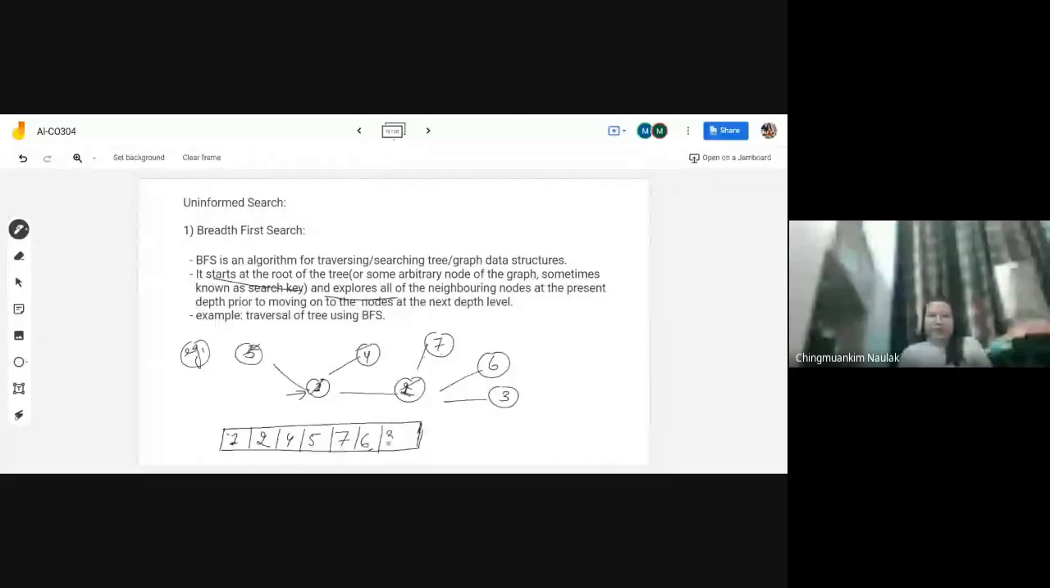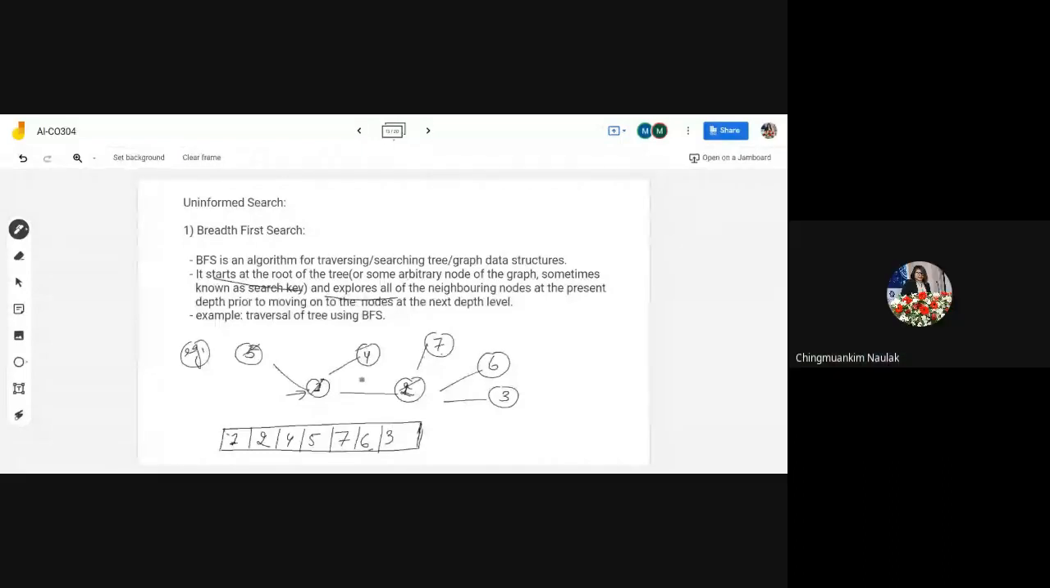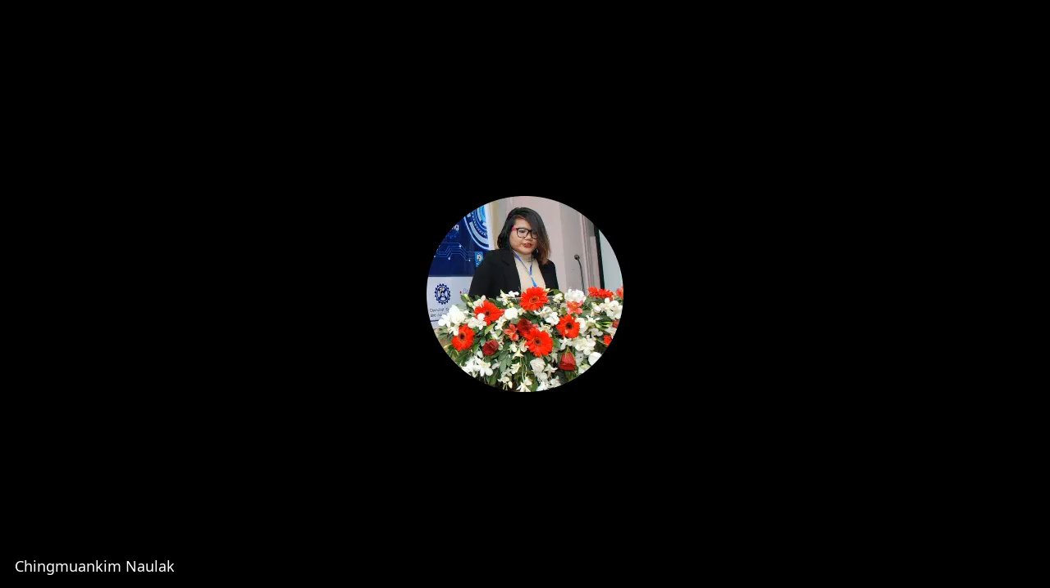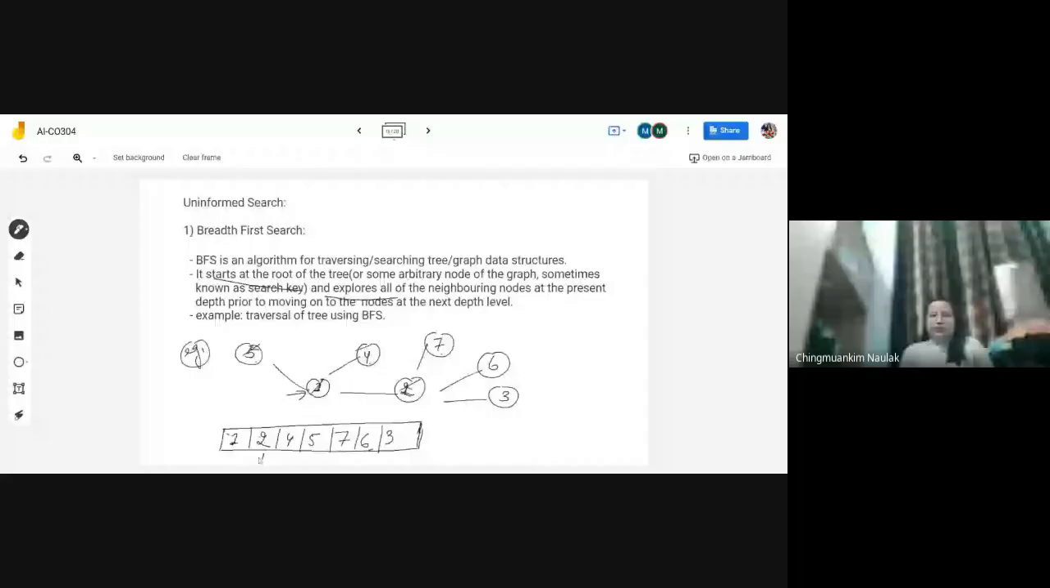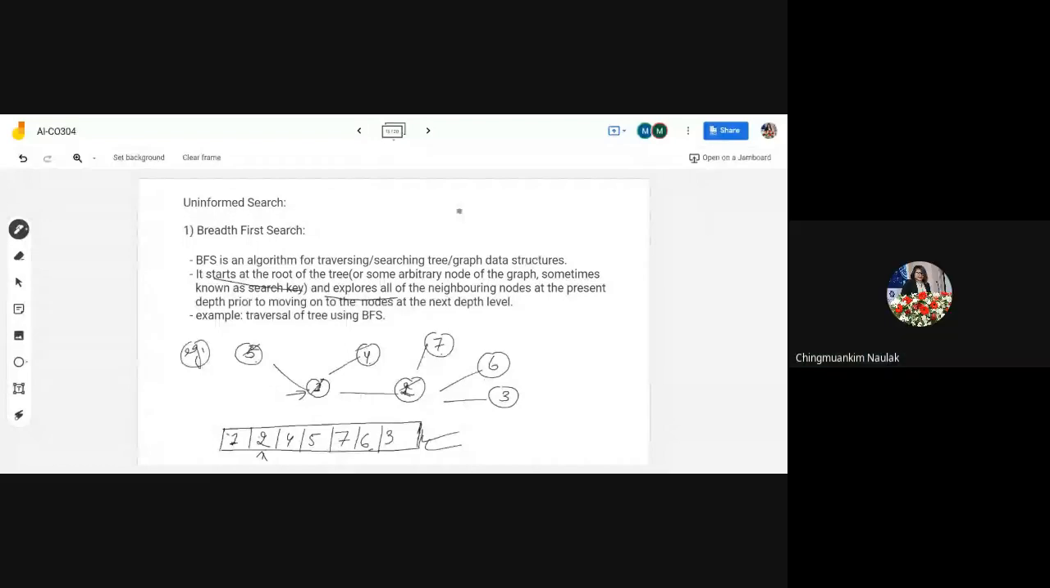Okay, you got it? Let me repeat. You started with 1, and you write 2, 4, and 5. Then the first node that you visited, which is the adjacent node of the root node, is 2. So you explore the neighboring nodes of 2. These are 7, 6, and 3. Done. So this is how breadth first search is done.